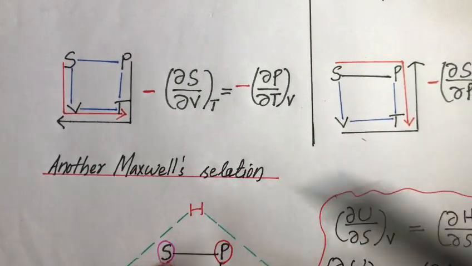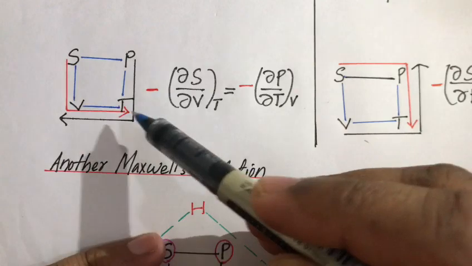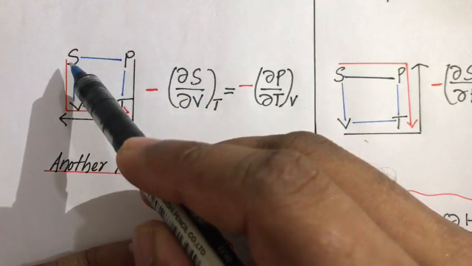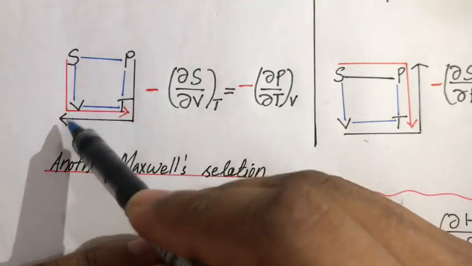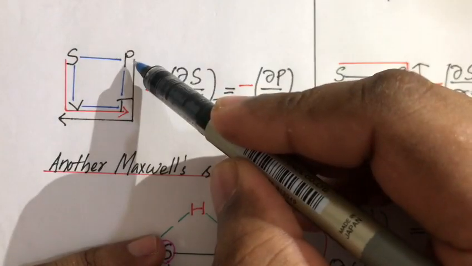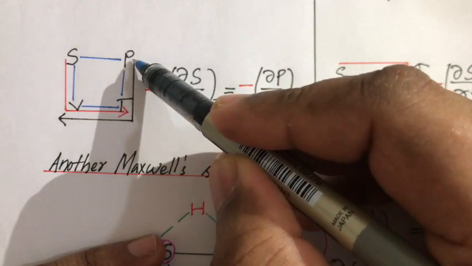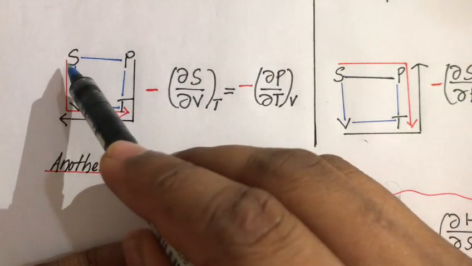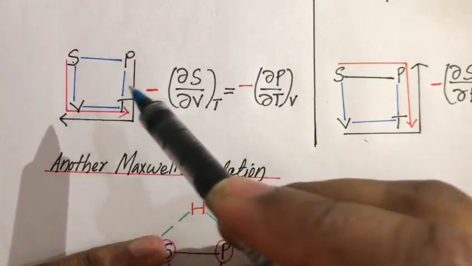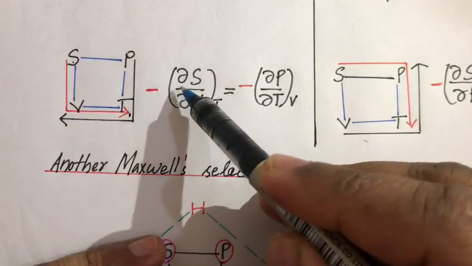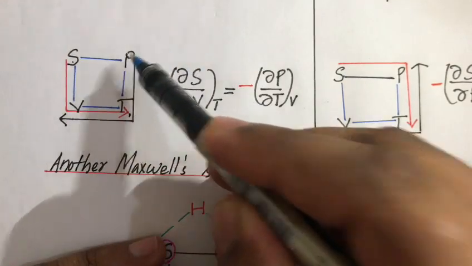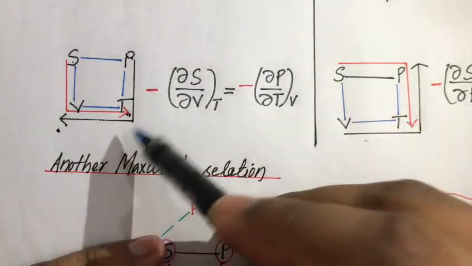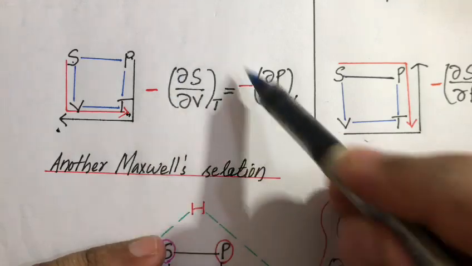Again we have drawn SPVT, Satyaprakash very talented. Now we are starting from S. SVT, and the black arrow should cover the arrow like this, P. Now how is it? We started from S. Dou S by dou V at constant T, since it is downward, minus, is equal to dou P by dou T at constant V. Since it is downward, it is again minus, so both minus cancel, and you can have this.